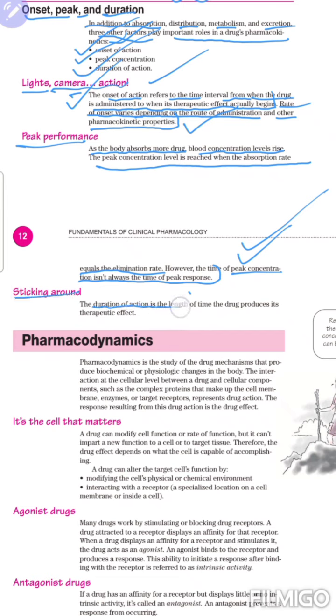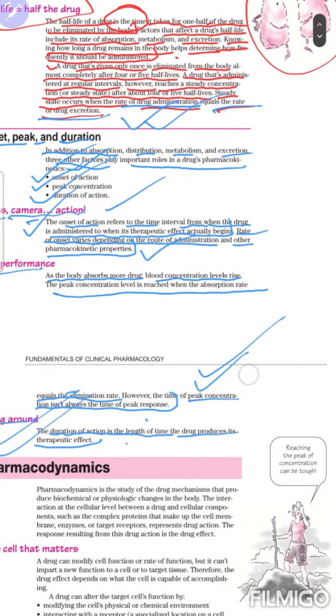The duration of action is the length of time the drug produces its therapeutic effect. What is the duration of action? It is the length of time the drug produces its therapeutic effect. So till here we finish our A, D, M, E: absorption, distribution, metabolism and excretion.